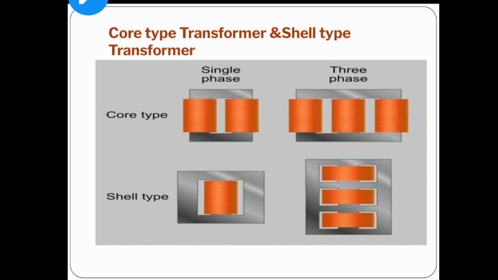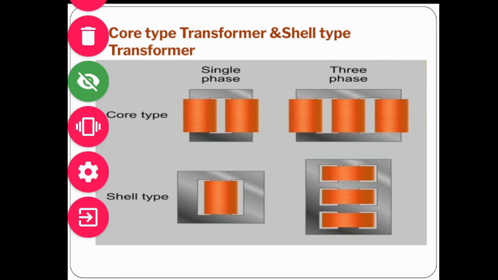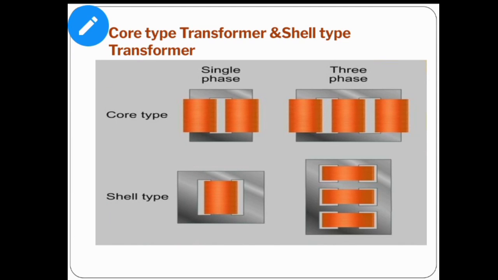The fourth difference is that leakage flux is more in the core type, but in the shell type leakage flux is less. The next one: if you observe, this is a series magnetic circuit, but this is a parallel magnetic circuit. So this is the next difference.